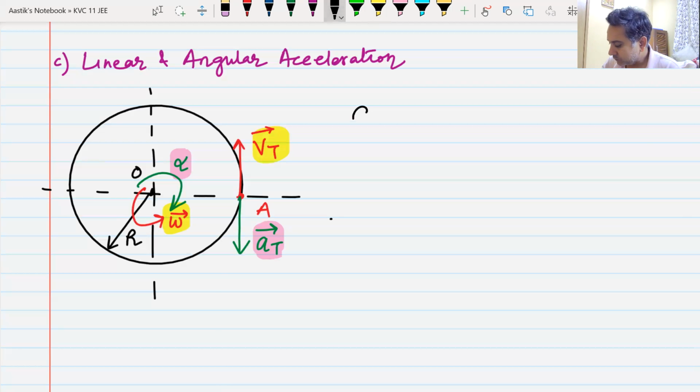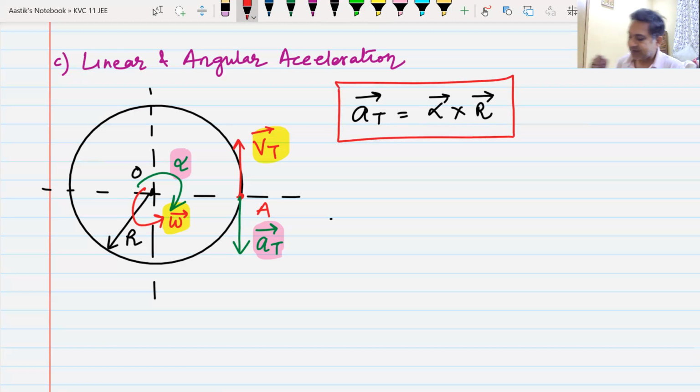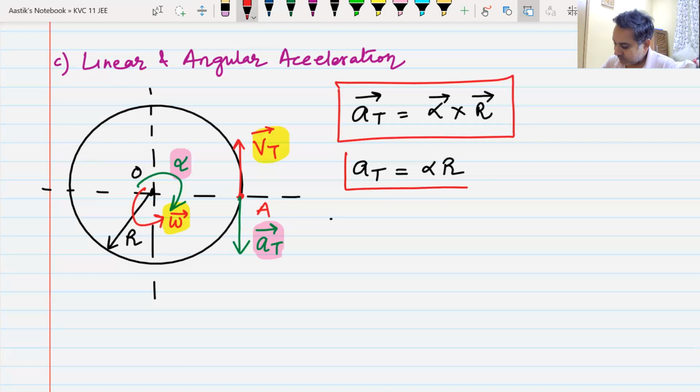Okay. So the relation will be like this. AT vector will be equal to alpha cross R. That is the relation between tangential acceleration and angular acceleration. If I talk about the scalar relation, I can write it like this. AT is alpha into R. That is the relation that I was looking for.